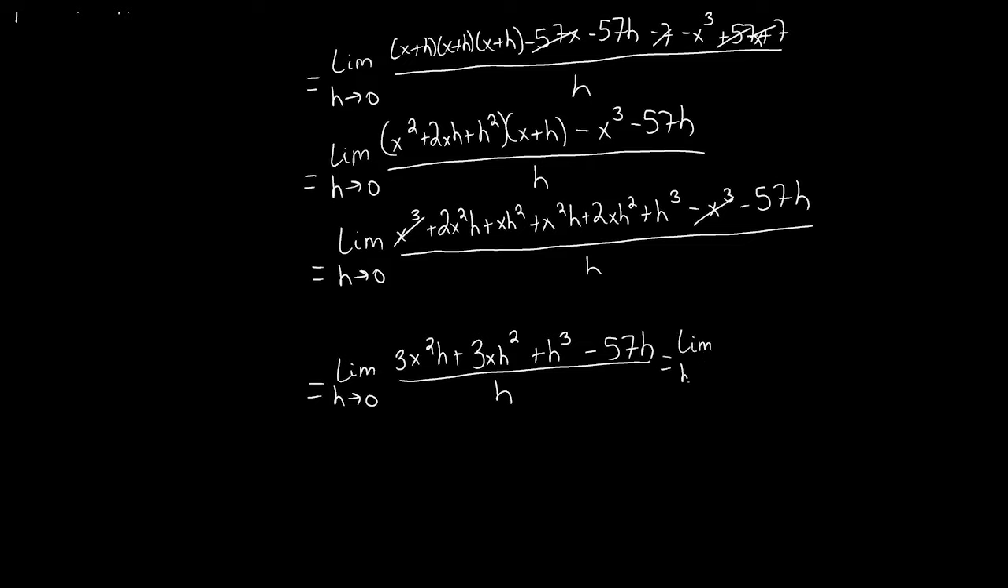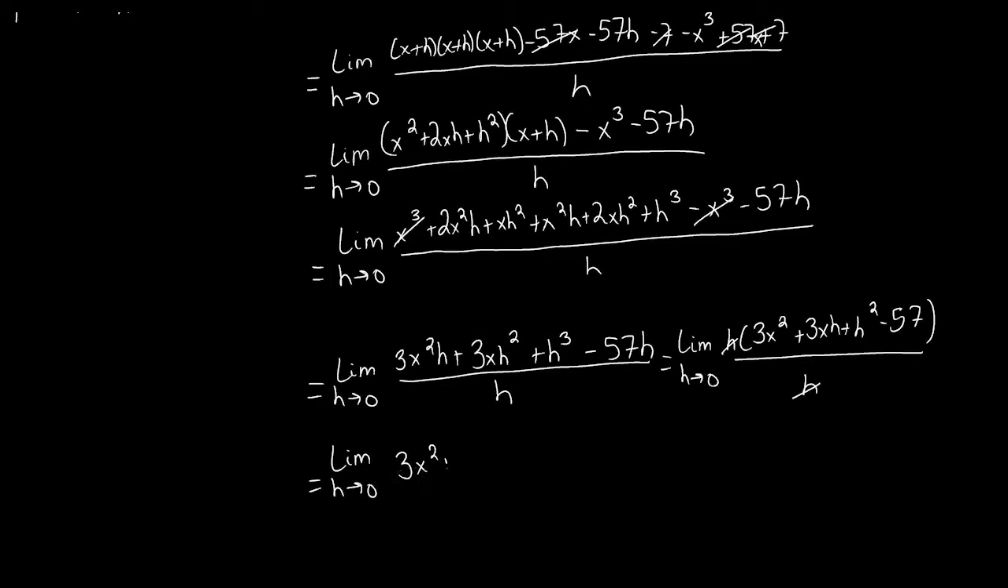So we still have the limit as h approaches 0. But we're going to factor an h out of each term of the numerator. So we're left with 3x squared plus 3xh plus h squared minus 57. And this is still over h. And like we said, since this is a factor of multiplication divided by another factor in this division, we can divide these away. So what we're left with now is the limit as h approaches 0 of 3x squared plus 3xh plus h squared minus 57.